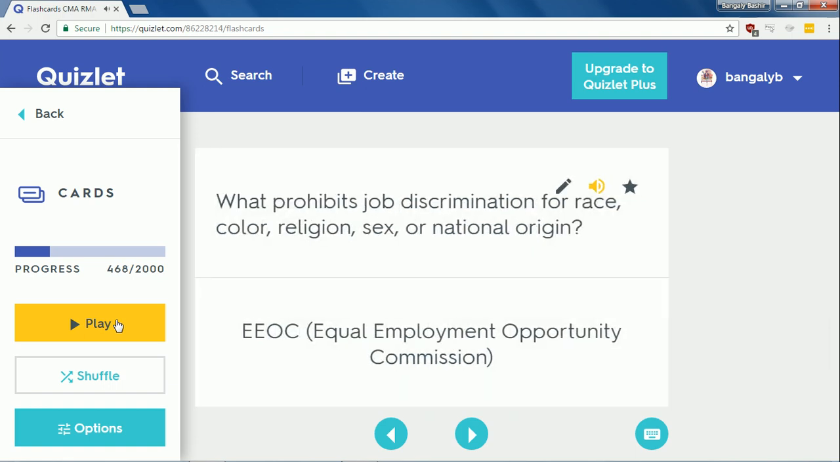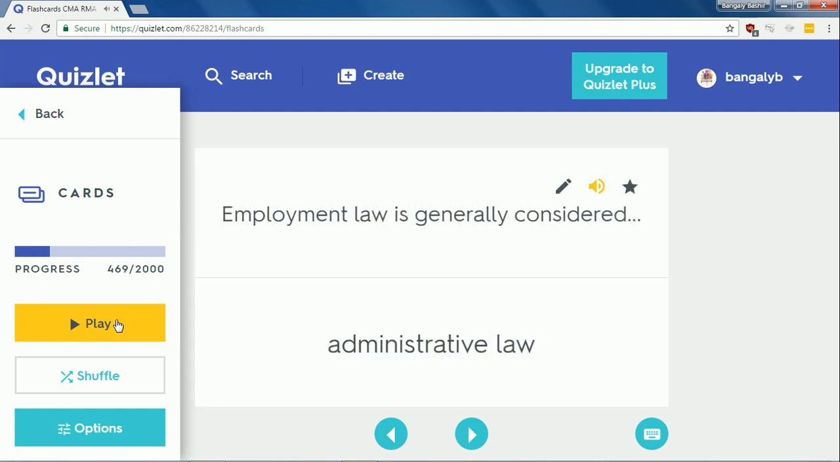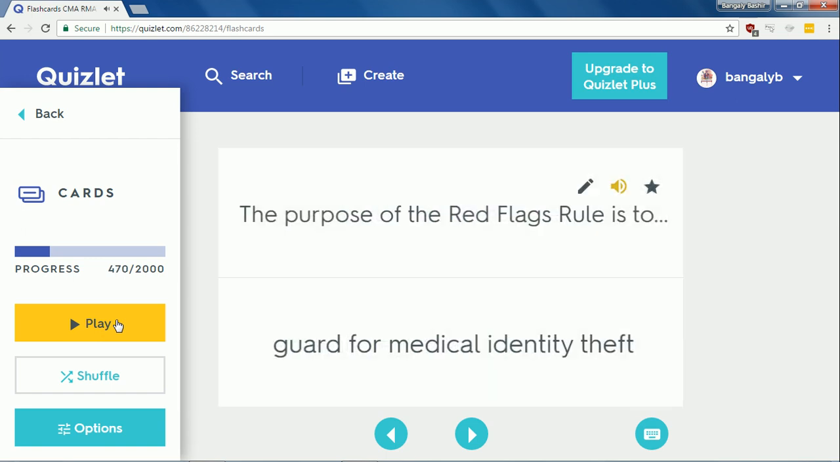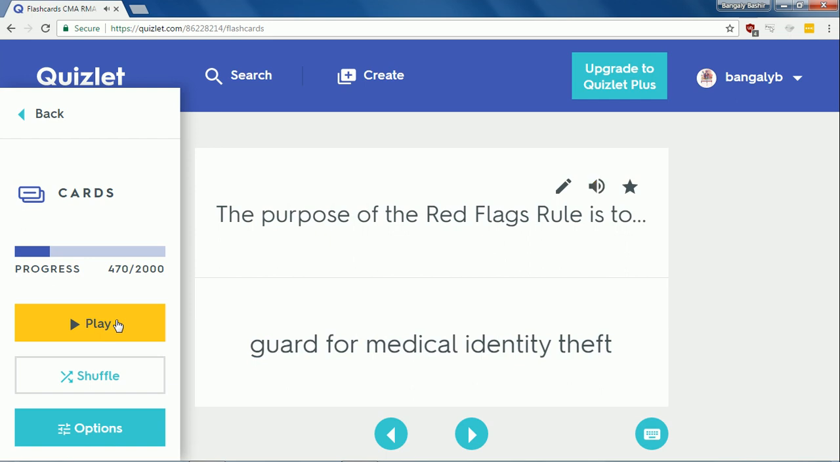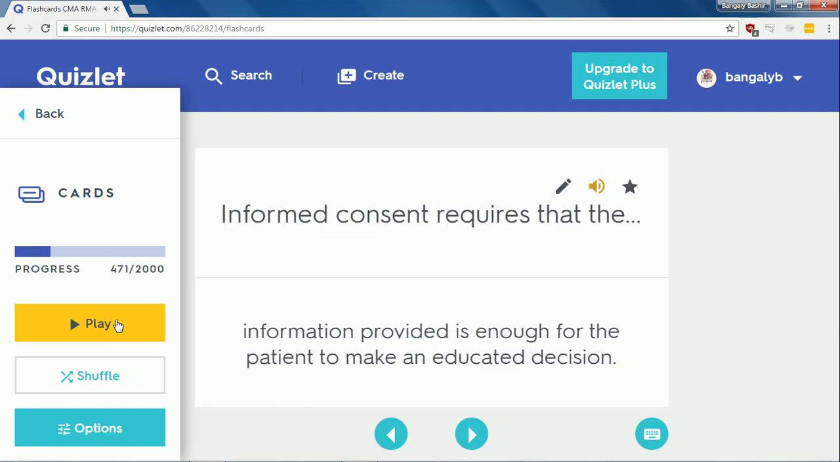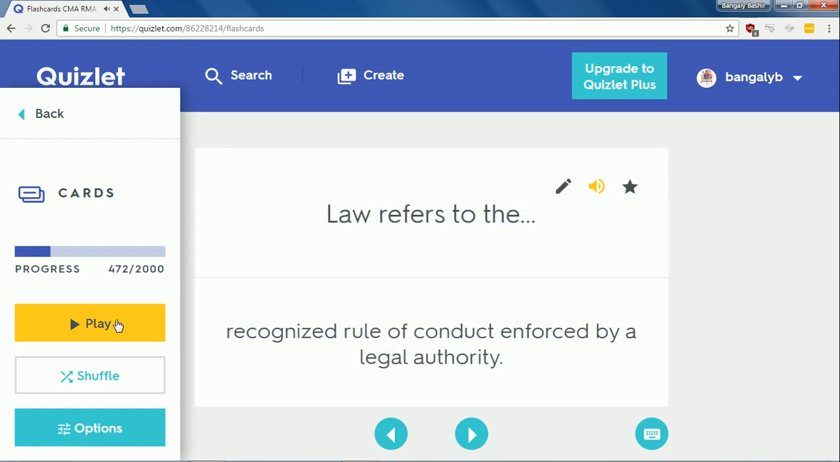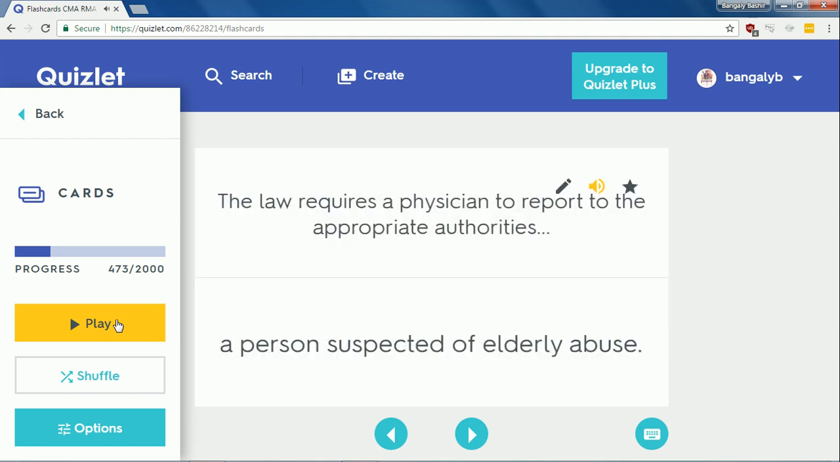What prohibits job discrimination for race, color, religion, sex, or national origin? EEOC. Employment law is generally considered administrative law. The purpose of the red flags rule is to guard for medical identity theft. Informed consent requires that the information provided is enough for the patient to make an educated decision. Law refers to the recognized rule of conduct enforced by a legal authority. The law requires a physician to report to the appropriate authorities a person suspected of elderly abuse.